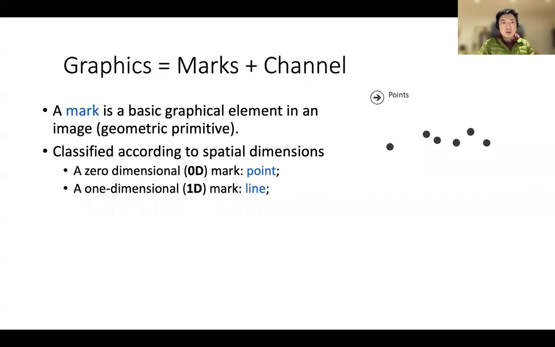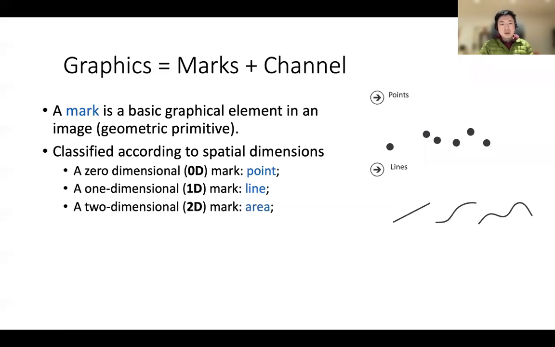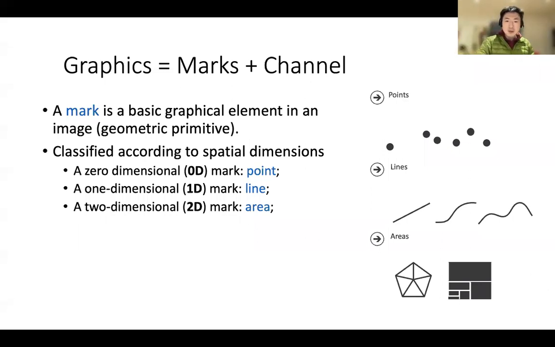Okay, and so we're talking about the marks, and you can have 0D marks, which are the point. They are 0D in the sense they don't have any size, only position and maybe color. And you can have 1D marks. These are the lines, which have one dimension that you can change, which is the length. And you can have 2D marks, which are the areas. And as a result, you can have different shapes of the 2D marks. The example shown here are quite complex 2D marks.